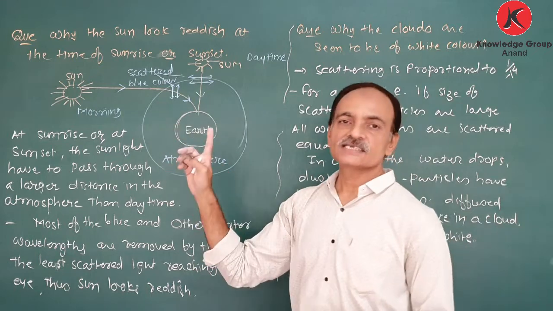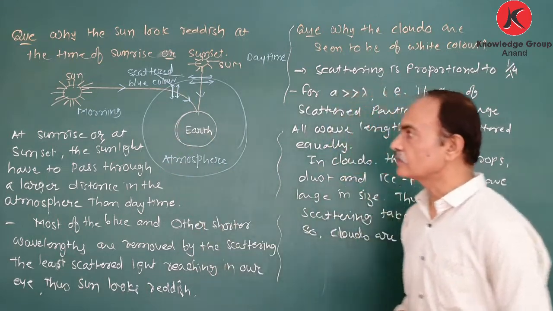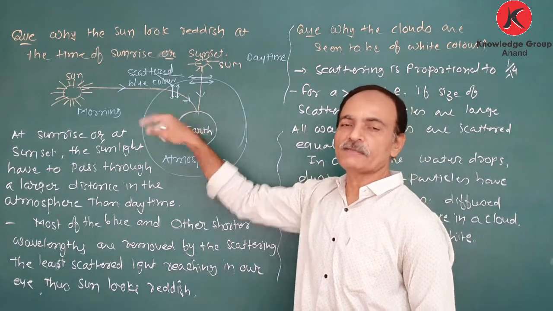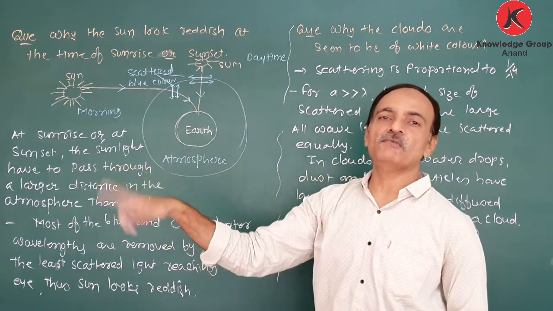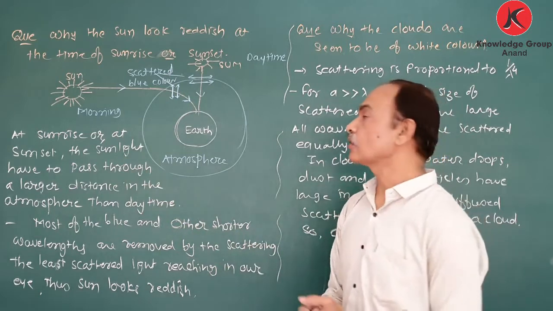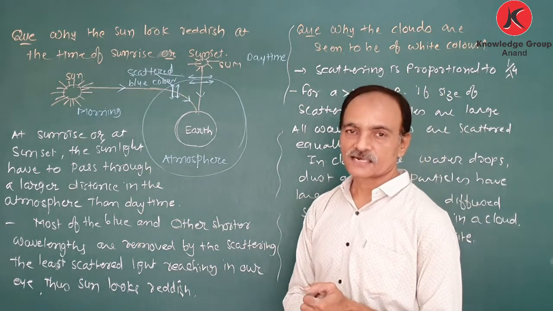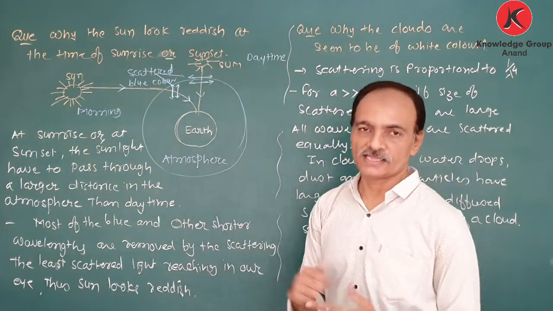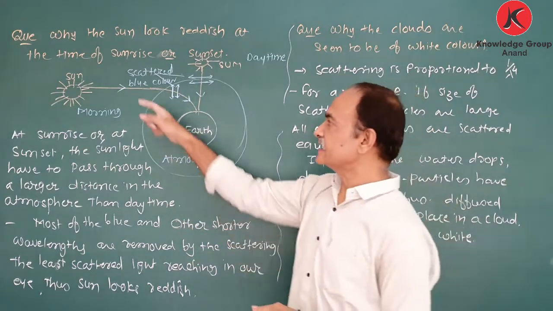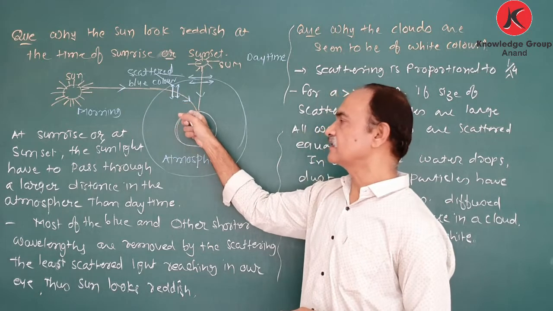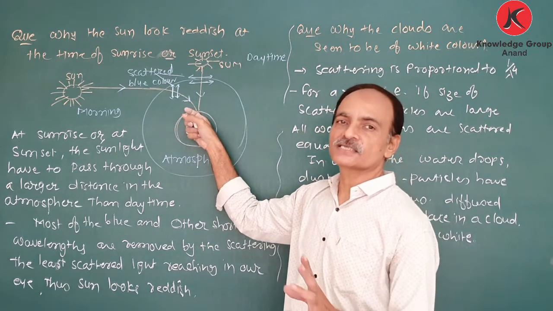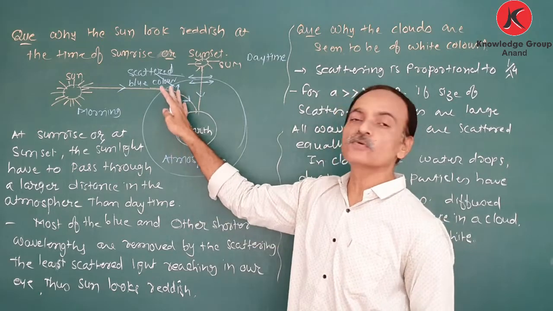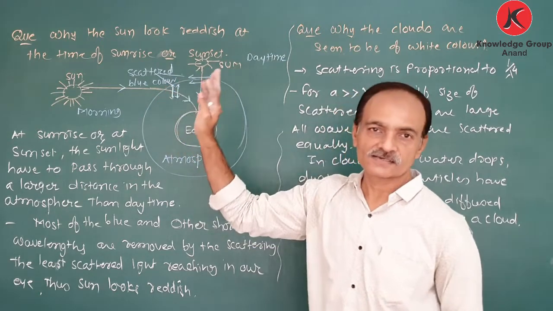This sunlight is scattered by the particles of the atmosphere. Therefore, the blue and violet light, that means the light with the shorter wavelength, is scattered first and also scattered strongly compared to the light with longer wavelength. So when this sunlight reaches the observer on the surface of the earth, most of the light with the shorter wavelength, that means the blue color, is scattered.